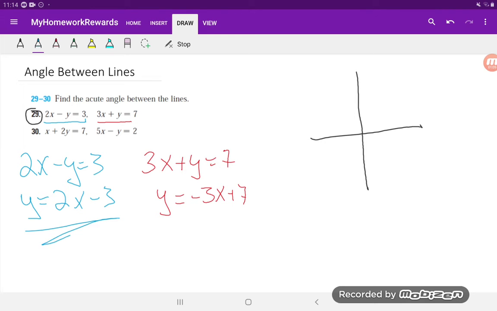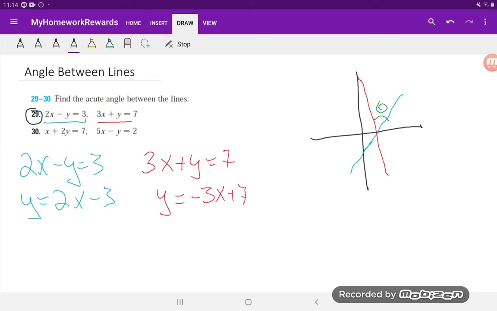The first line over here has a y-intercept of minus 3 and a slope of 2. So we can draw that by starting at minus 3 and having a positive slope. And the second line over here has a y-intercept of 7 and slope of minus 3. So it starts up here at 7, and it goes down a little more steeply. A little exaggerated, we'll try that again. Starts up here and comes down. So what we're looking for is this angle over here, which is the angle between those two lines.